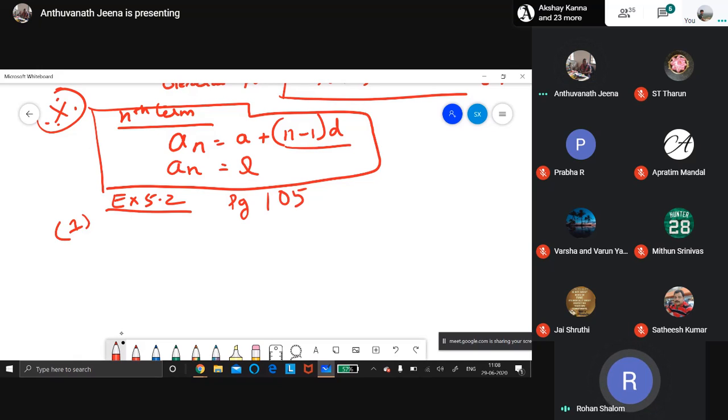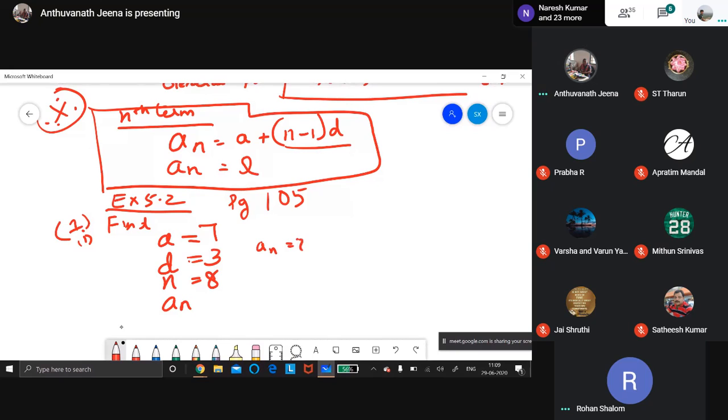First sum, 5.2. Fill in the blanks in the following table. What is given? You tell, first term. A is the first term. A first one is 7. Then the common difference is 3. Then N is 8. N is the nth term, the 8th term you need to calculate. You have to find out AN.